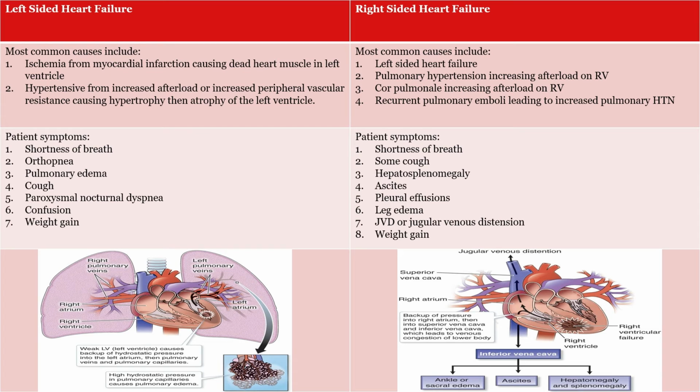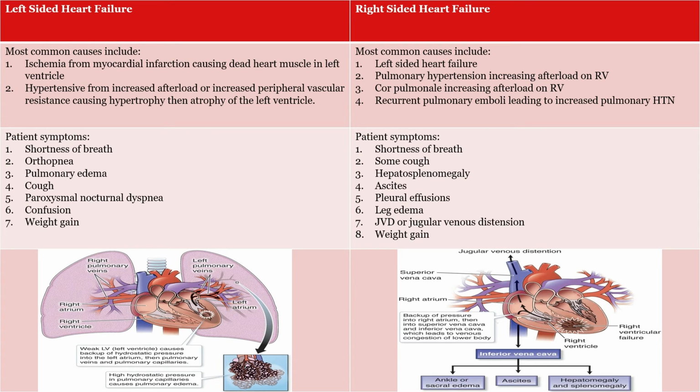You can have right side heart failure by itself with pulmonary hypertension, cor pulmonale, from long-term COPD or emphysema and recurrent pulmonary emboli. All these conditions will cause increased pulmonary vascular resistance and cause right side heart failure due to increasing afterload on the right ventricle. These patients are much more profound in their symptoms.